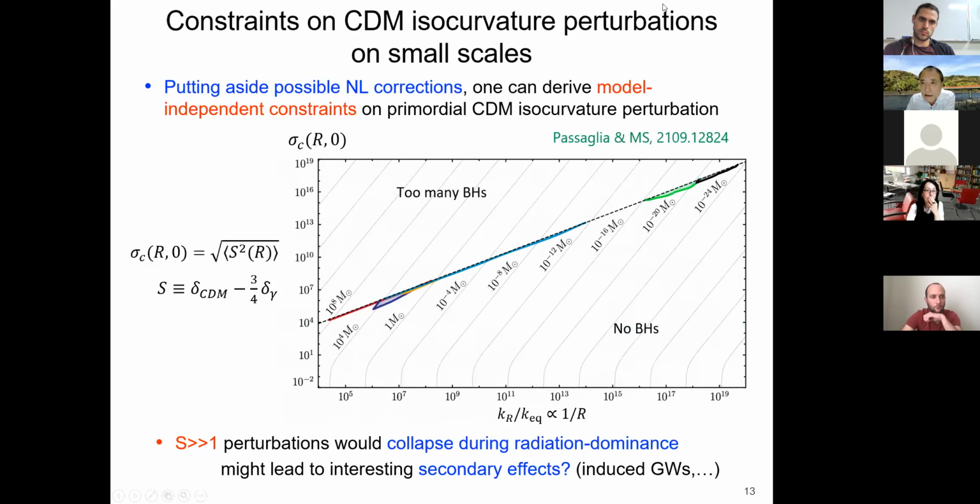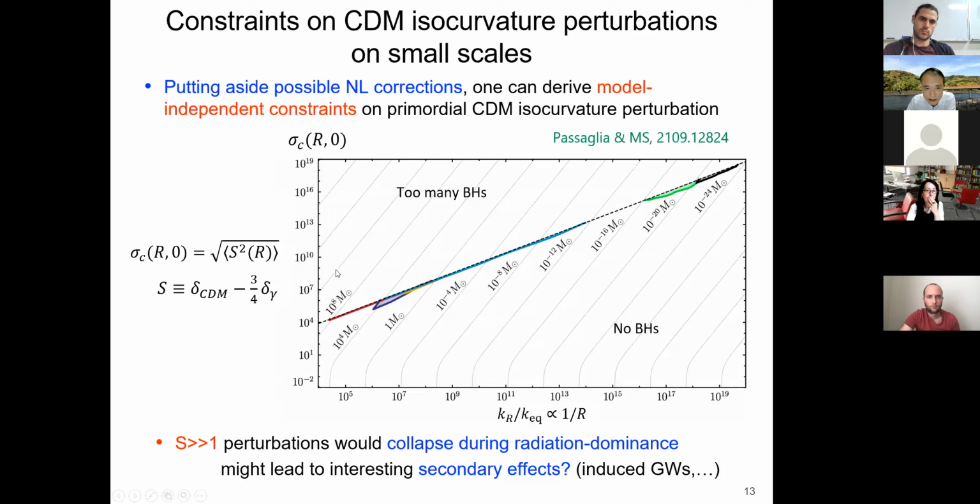Okay, but anyway, apart from these possible nonlinear corrections, one can derive rough but interesting constraints on the primordial CDM isocurvature perturbation, which just appeared this morning, done with my postdoc, Sam Passaglia. So the point is that this is the amplitude of the initial isocurvature perturbation. It's like 10 to the 4, 10 to the 7, 10 to the 10. So it's very highly nonlinear. But it doesn't matter. It's okay because the matter component is exponentially small.